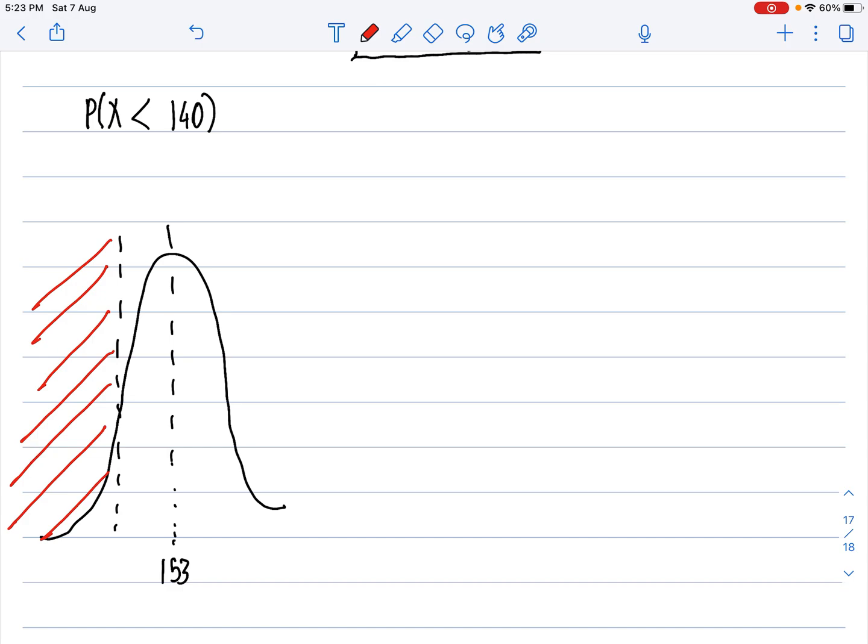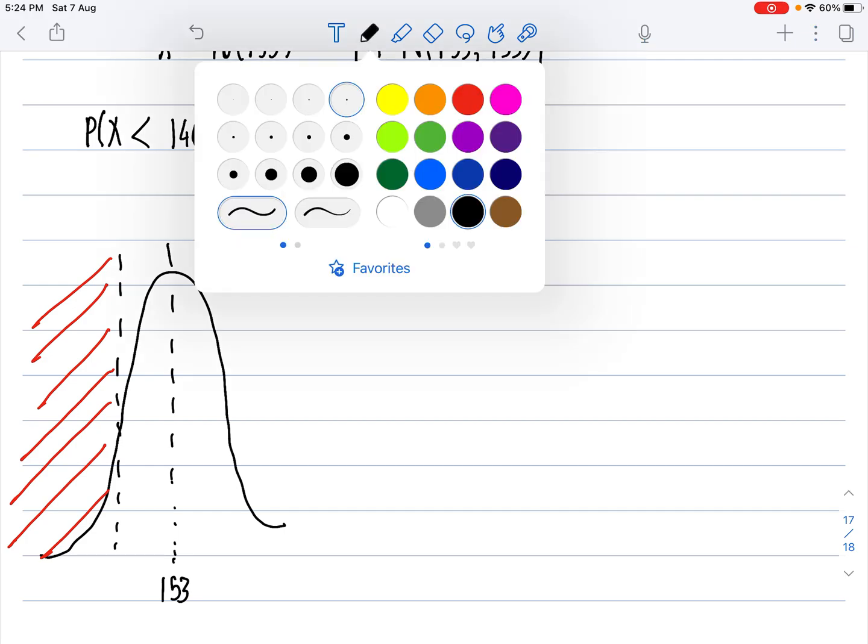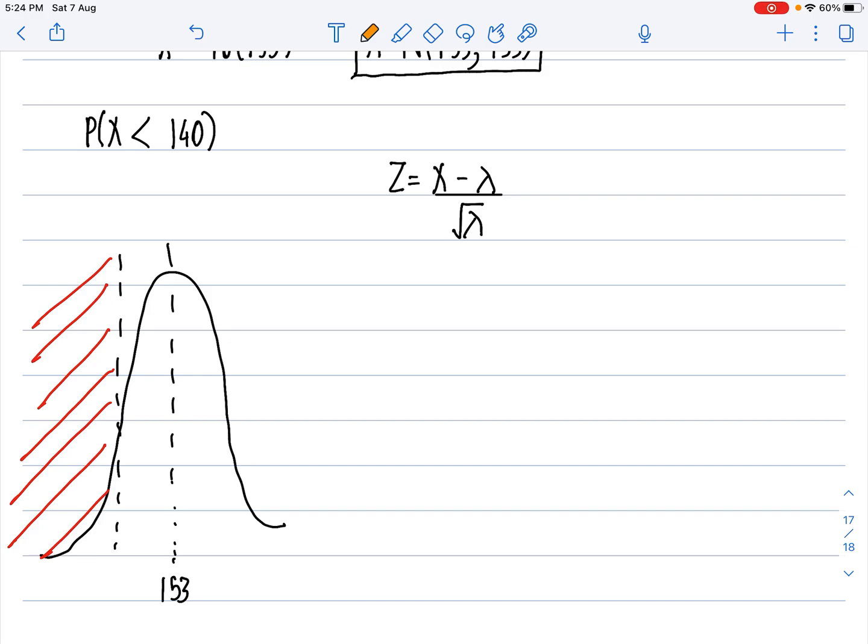Correct? So basically I know my z is equal to, because this is Poisson to normal, x minus the mean, in this case lambda, divided by the root of lambda, which is the standard deviation. Now, a very important thing: because you're converting from discrete to continuous, you have the continuity correction. Here, you basically have a less than. A less than is basically a negative 0.5. In the previous example, we had a more than, that's why it was positive 0.5. But here we have negative 0.5.